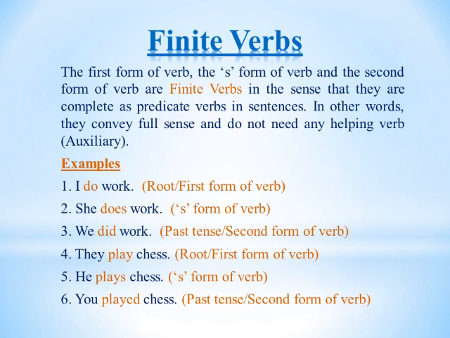Let's see what are the finite forms of verb. The first form of verb, the S form of verb, and the second form of verb are finite verbs in the sense that they are complete as predicate verbs in sentences. In other words, they convey full sense and do not need any helping verb or auxiliary. The following examples will make our concepts clear.